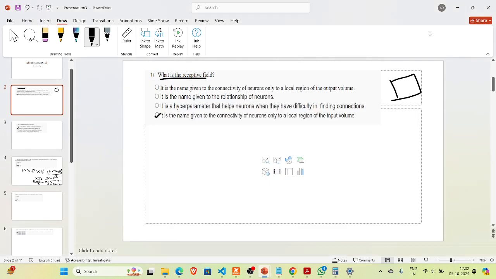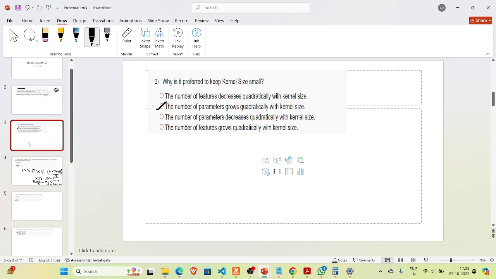Okay, so you don't want a fully connected situation, right? There is another question here about the receptive field. It is the connectivity of the neurons to a local region of the input volume. The local region is this filter size, and it is connected with respect to the input volume. So that is the receptive field.